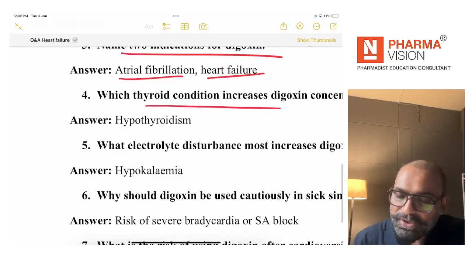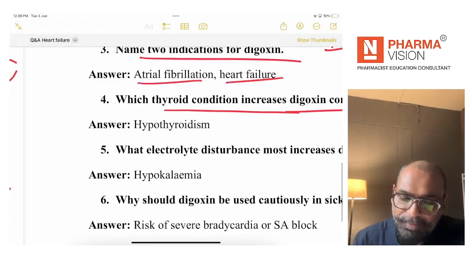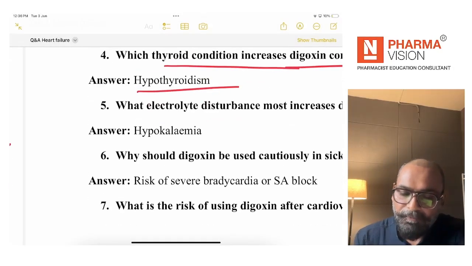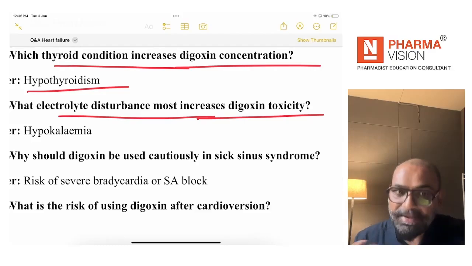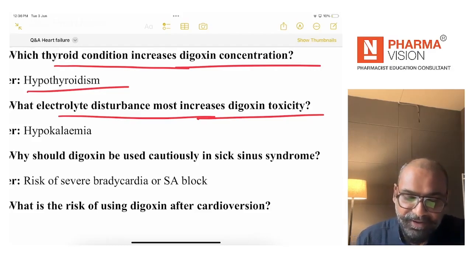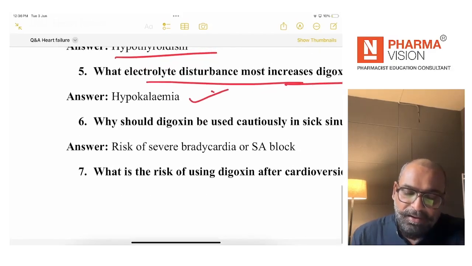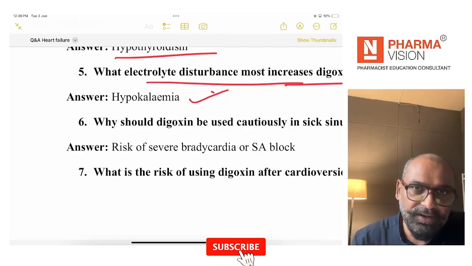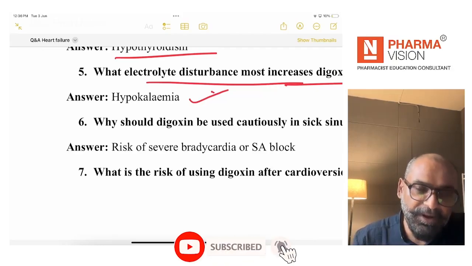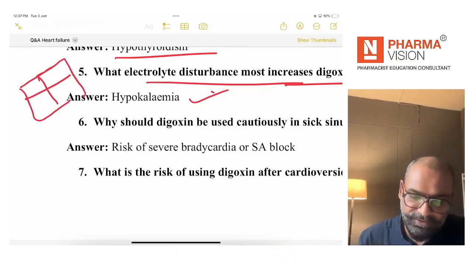Which thyroid condition increases the digoxin concentration? That's hypothyroidism. Okay, what electrolyte disturbance most increases the digoxin toxicity? That means increases the digoxin sensitivity. Hypokalemia. If you are going to learn the electrolyte related explanation, I have done it in clinical science class in a tabular form with all the electrolytes and their effect on digoxin.